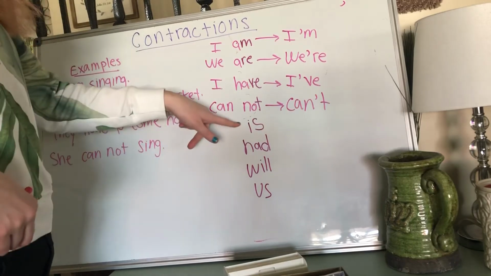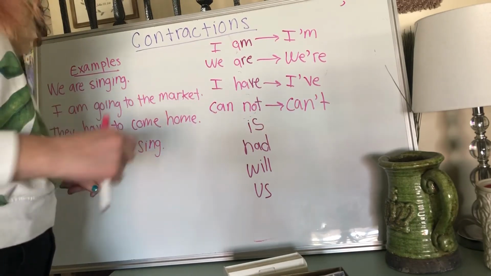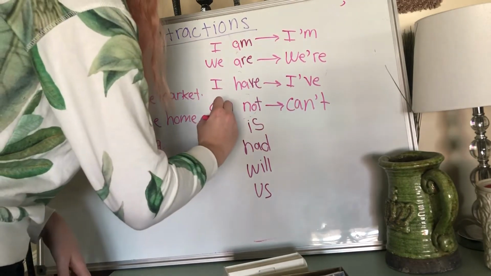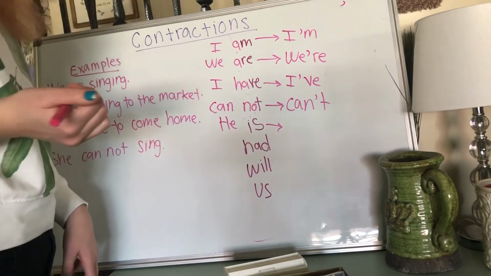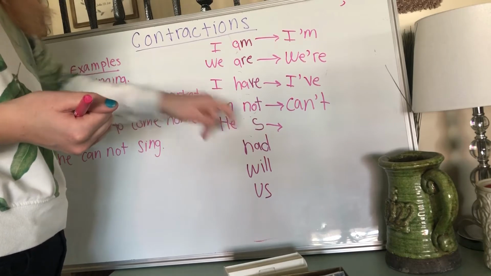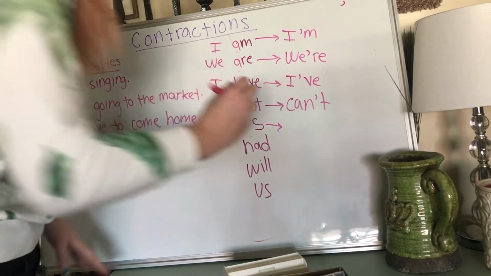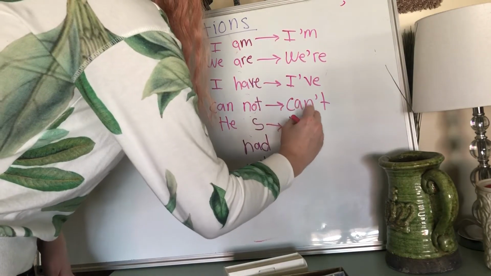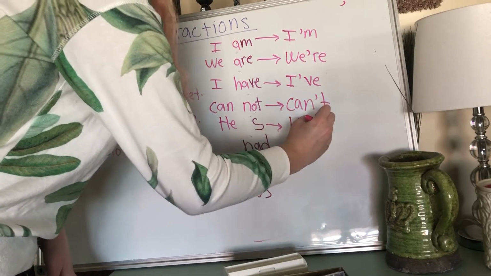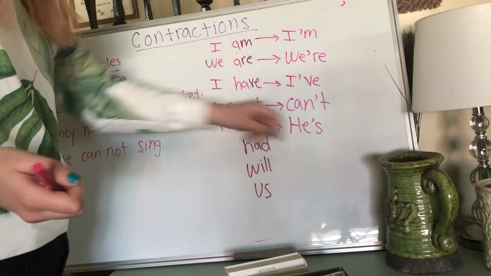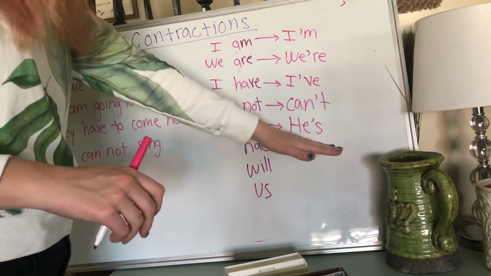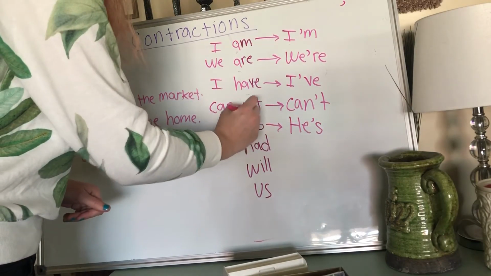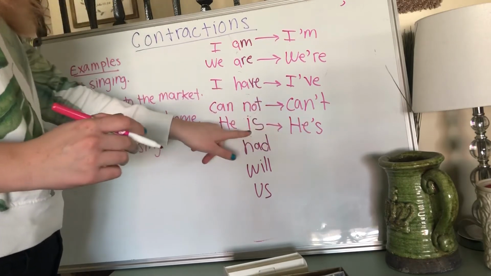Okay? Another example is, if we have he is. In this case, we're going to get rid of the I, replace it with an apostrophe. So then we have he, apostrophe, S. He's. He is dancing. You could say instead, he's dancing. So in this case, the apostrophe replaces the I.